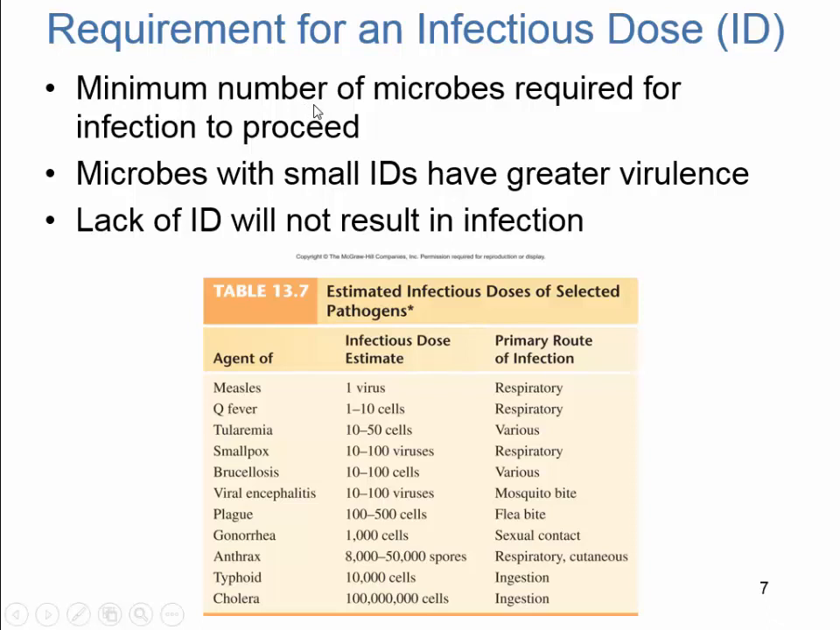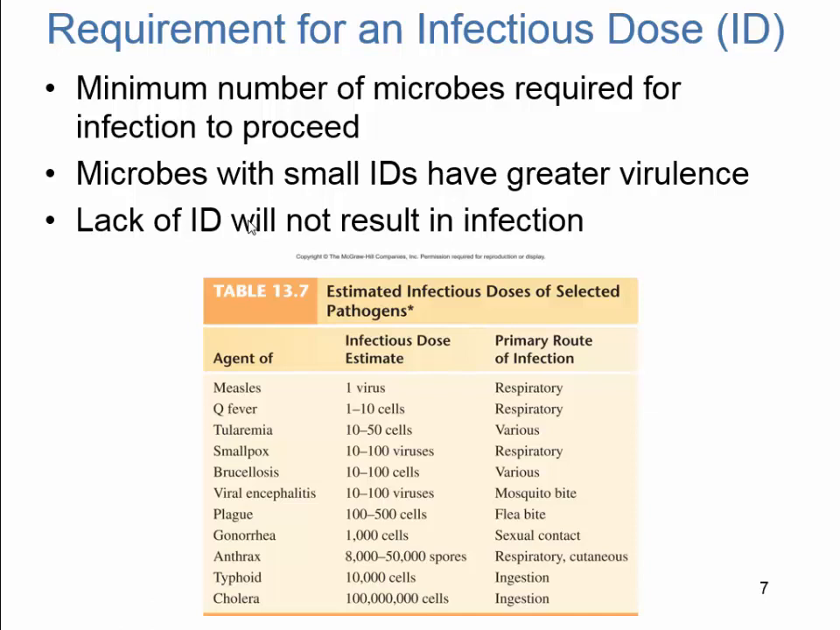First, microbes have to be able to attach to cause infection. Second, they have to reach the infectious dose. The infectious dose varies depending on the type of microbe. The infectious dose, for example, of measles is as little as 1 virus, which is really, really low, versus things such as the plague, which is 100 to 500 cells. And so we would consider the measles virus much more infectious than the bubonic plague. Any type of microbe that does not reach the infectious dose will not cause infection.